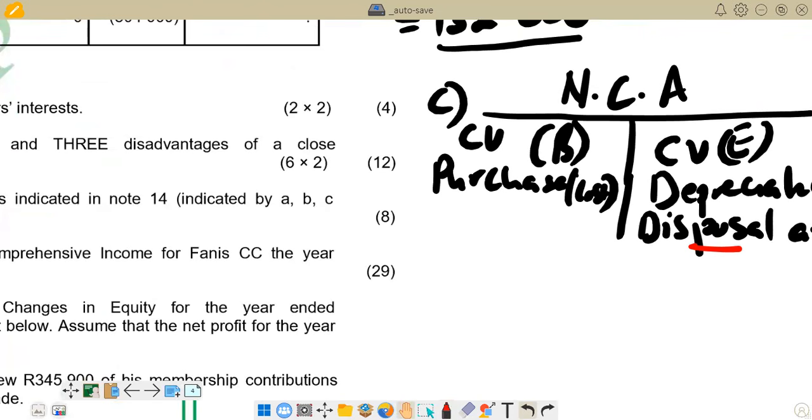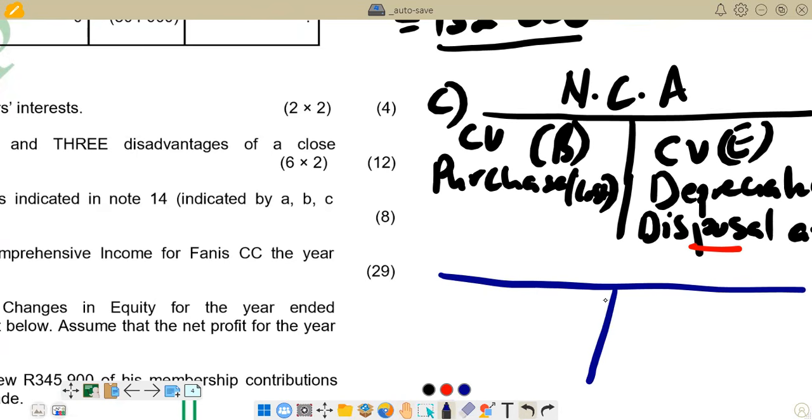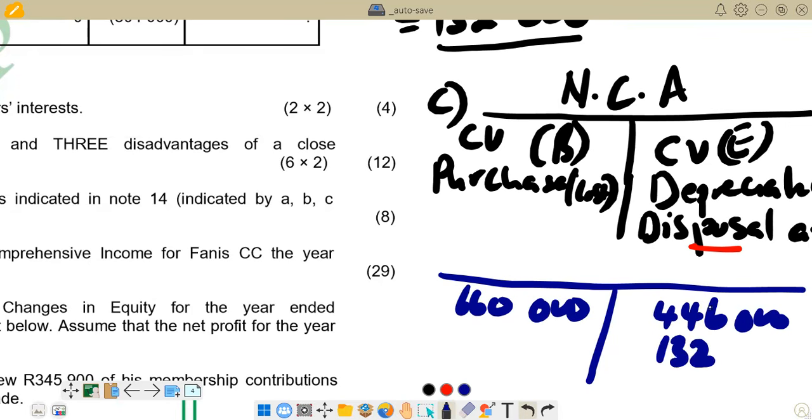Then we come here now. We open the T account and put the figures that we have there. Remember, carrying value at the beginning, we have 660,000. We are putting it on the debit side, and then carrying value at the end is 446,000, which comes on the credit side. Also we have depreciation for the year, the figure that we have just calculated, which is 132,000, also coming on the credit side. So the figure that we want to find is here for disposal.